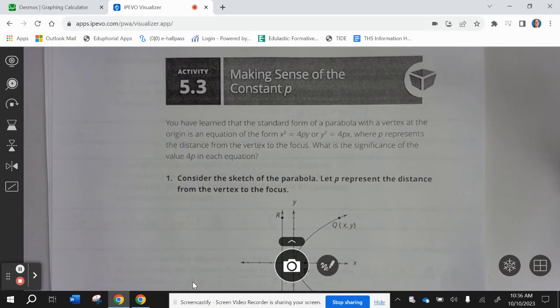Okay, Episode 1, Activity 5.3, Making Sense of the Constant p. You have learned that the standard form of the parabola with the vertex at the origin is the equation x squared equals 4py or y squared equals 4px, where p represents the distance from the vertex to the focus. What is the significance of the value 4p in each equation?